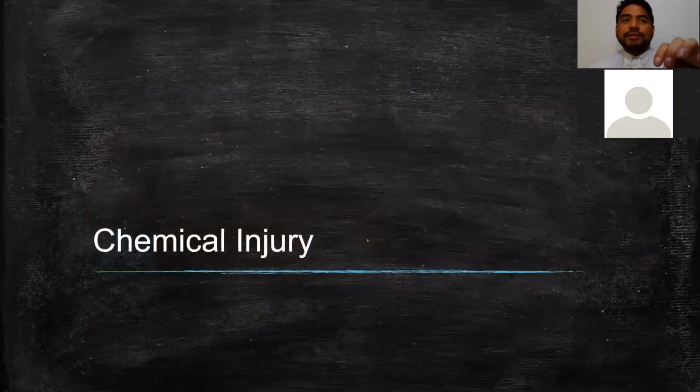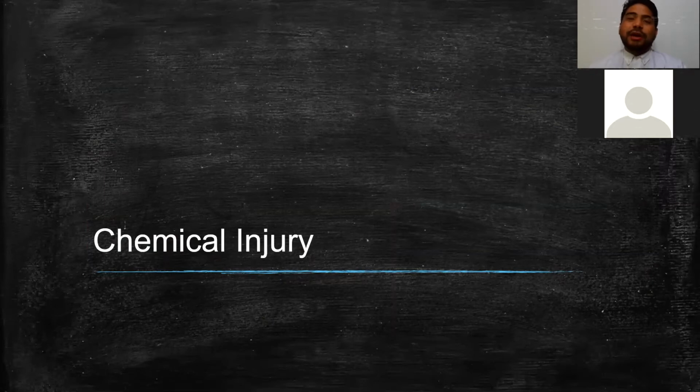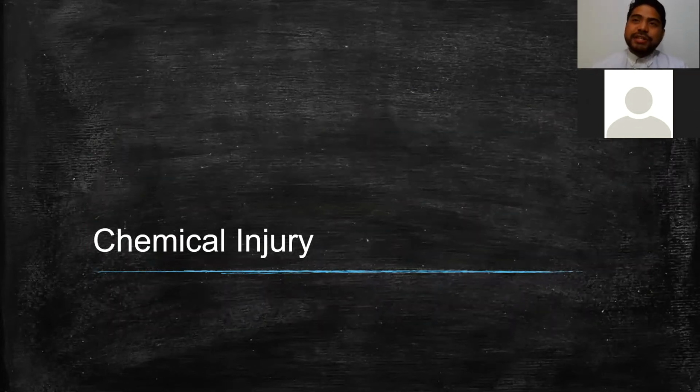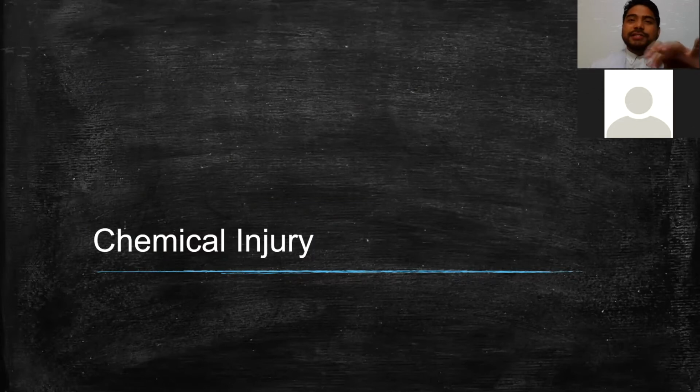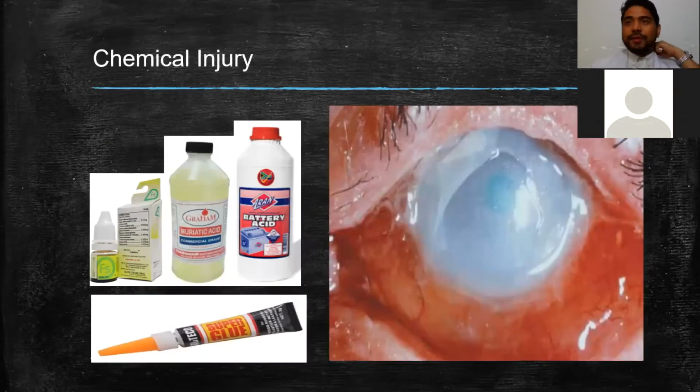Next, let's go to chemical injuries. Chemical injuries are an emergency, an ophthalmologic emergency. And this is also pretty common here in the Philippines. So chemical injury to the eye is an emergency. Examples of these chemical injuries are battery acid, super glue, shoe glue, detergent, or those used in cleaning the CR.